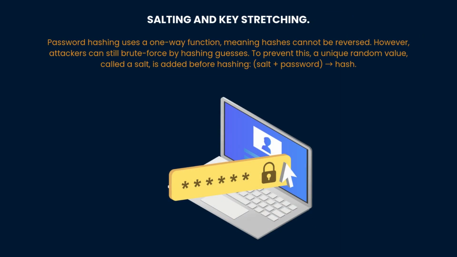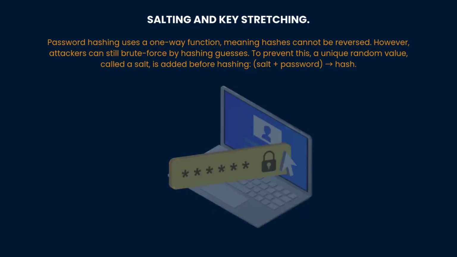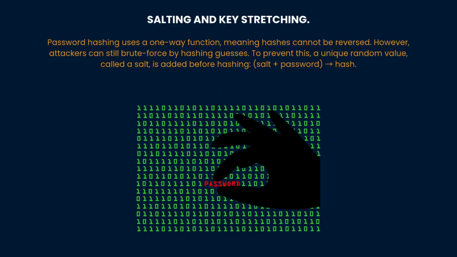If you recall, when we hash a password, we're using a one-way function. That means you can't reverse a hash back into a password, which is great. But a hacker can still brute force it. All they have to do is just guess tons of passwords, hash them, and see if they match. And that's where salting comes in.